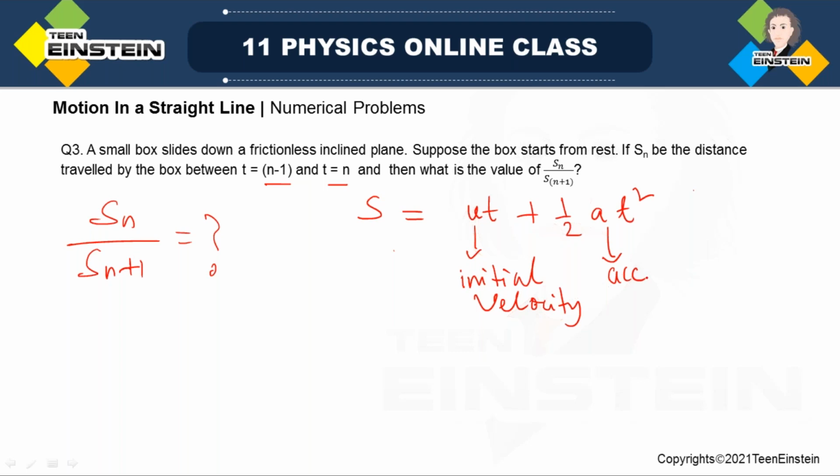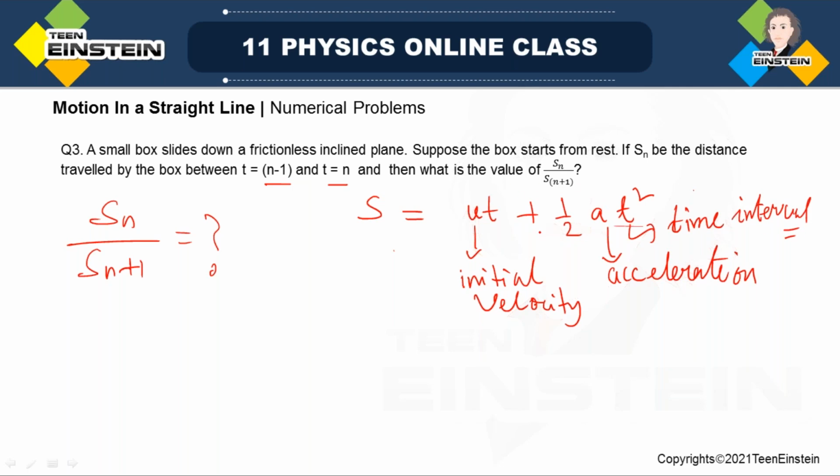This is the acceleration of the object. So this formula you are familiar with, I know, because I have taught you. And this is the time interval, after some time interval.